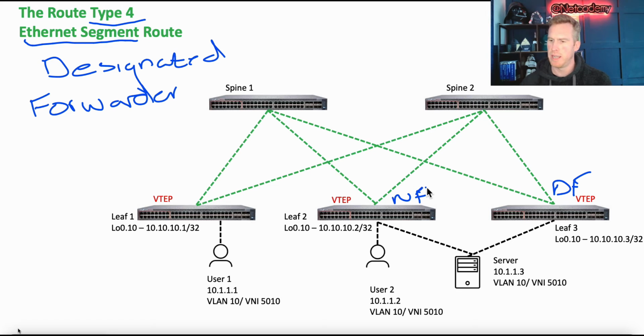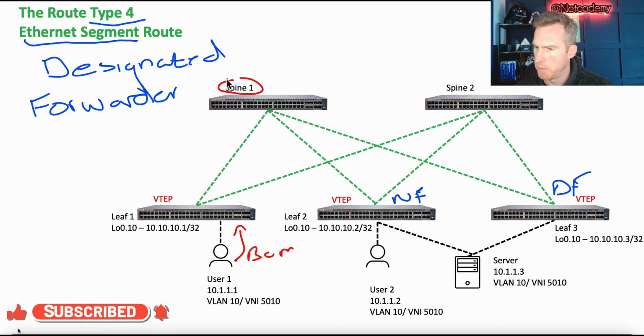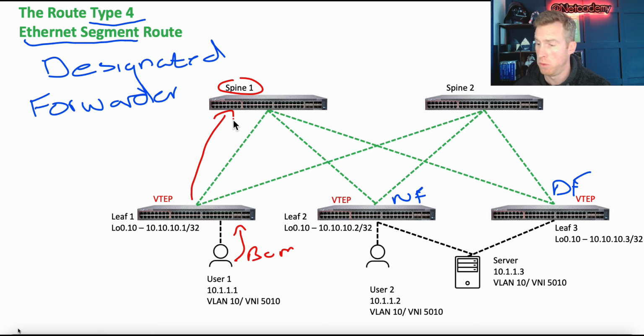So let's use that example again, and let's just do it in a different color. Let's do it in red. Let's say again that user 1 has sent in bum traffic up to the leaf, and let's say it's just going to go via spine 1. So just for example, so the bum packets come up to spine 1, and then of course, because there's multiple paths to the same destination, spine 1 will send that packet down to leaf 3, and it will still send it down to leaf 2.